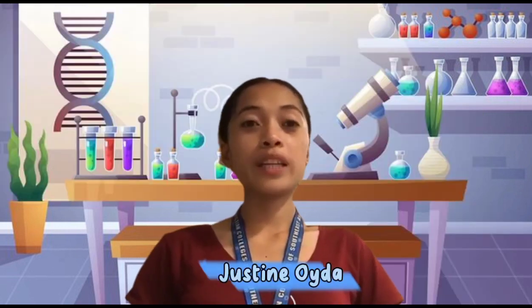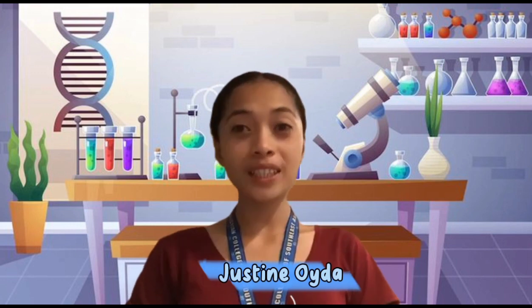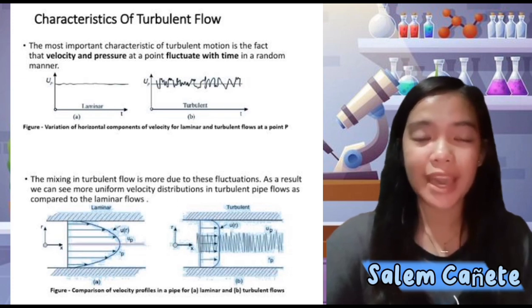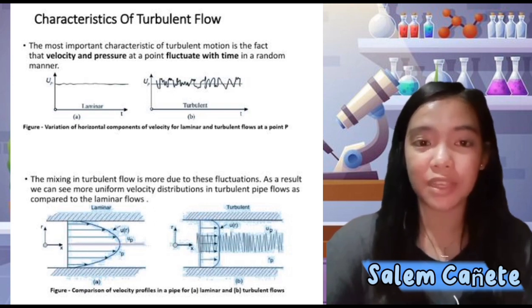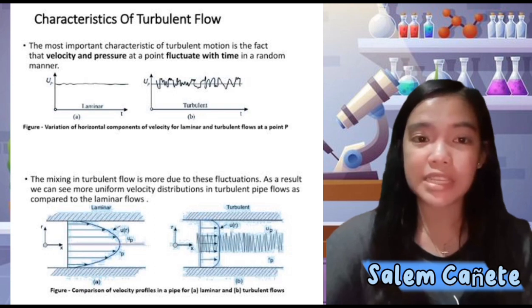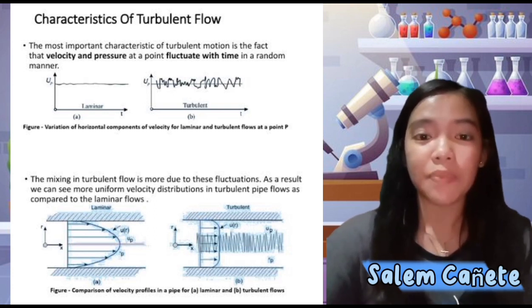Could you explain why this transition from entrance flow to the developed flow is important? Of course. Entrance flow usually has fluctuations and turbulence due to the pressure differences and changes in velocity. However, as the fluid moves further into the pipe, these fluctuations decrease and eventually it reaches a steady state with consistent velocity and flow conditions. So this is the developed flow.